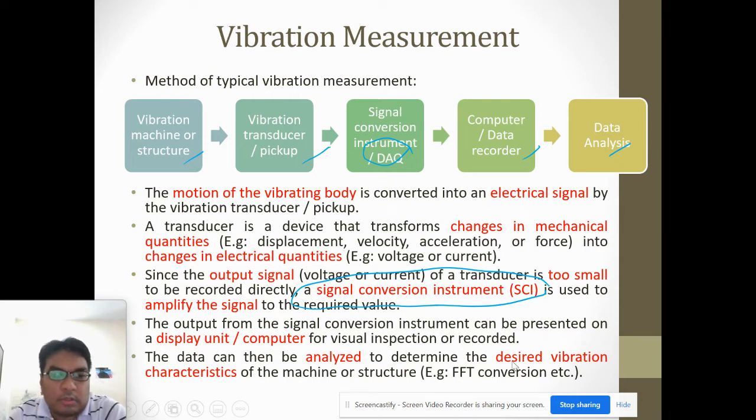Also, the last one is on the data. The data can be analyzed to determine the desired vibration characteristics of the machine. For example, you can convert it into an FFT, fast Fourier transform, so that you can see more clearly and in more detail at what frequency it has been excited.